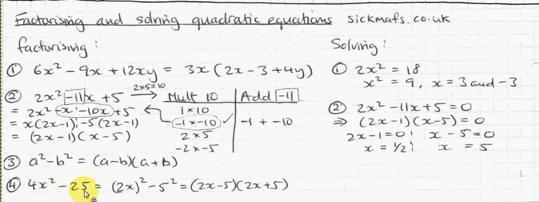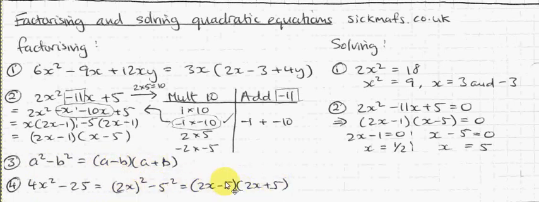And here's a quick example of how that works. I've got 4x squared minus 25. That is actually the same as 2x all squared minus 5 squared. So it's a bit like this. Something squared minus something squared. Okay, now I know it's that pattern. I know it's going to factorize like this pattern over here, yeah?